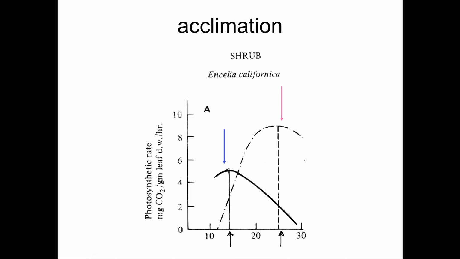Now, this isn't a fixed property. This is a graph from a Californian desert shrub. And basically, this is the photosynthetic rate across a range of temperatures for an individual, shown in blue here, that was grown at low temperatures. And then that individual was moved to a higher temperature, grown for a little while, and you can see that this optimum shifts. So species have some flexibility here, and potentially the degree of flexibility that a species has influences the range of temperatures to which they are well adapted.